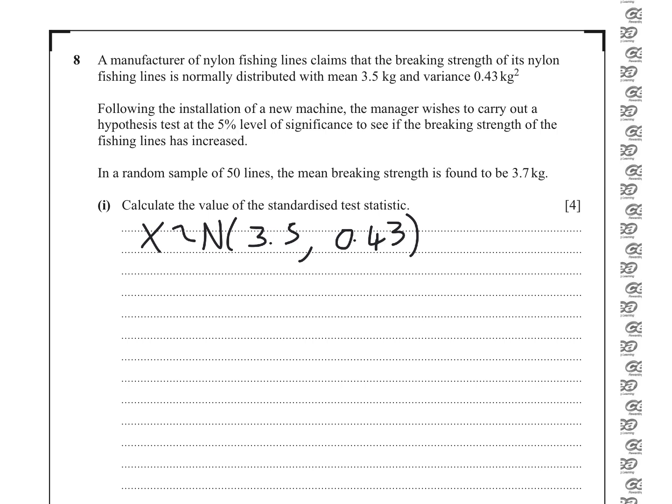Following the installation of a new machine, the manager wishes to carry out a hypothesis test at the 5% level of significance to see if the breaking strength of the fishing lines has increased. In a random sample of 50 lines, the mean breaking strength is found to be 3.7. Calculate the value of the standardized test statistic. So we look at the sample means, and it would also be normally distributed, and the mean would stay the same, but then we have to change our variance, so 0.43 over n, which is 50.